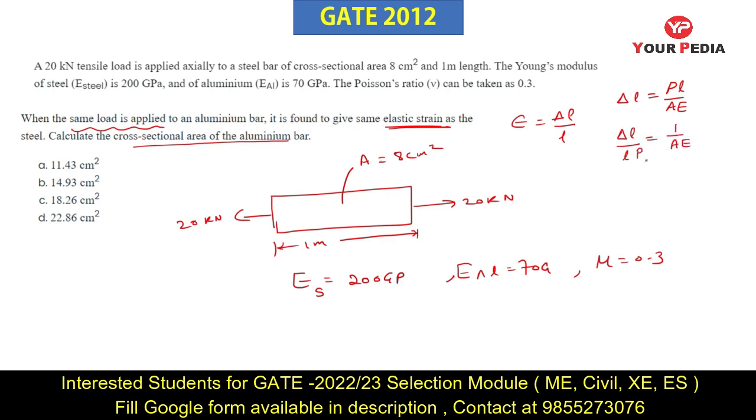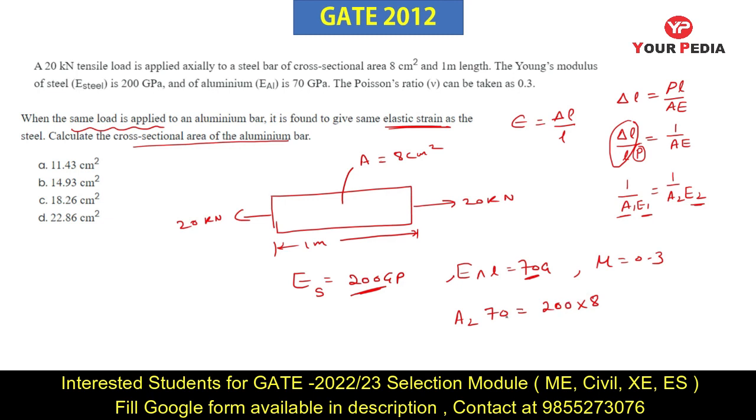Can I write it like this? Yes, we can, because delta L by L, the strain, and P are the same, so it is constant. So 1 by A1 E1 is equal to 1 by A2 E2. E1 is given as 200, E2 is given as 70, and A1 is given as 8. So we have to calculate A2: that is 200 times 8 divided by 70.